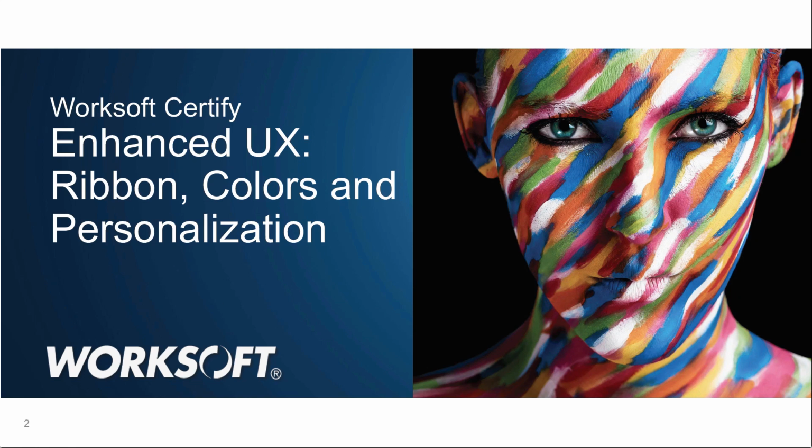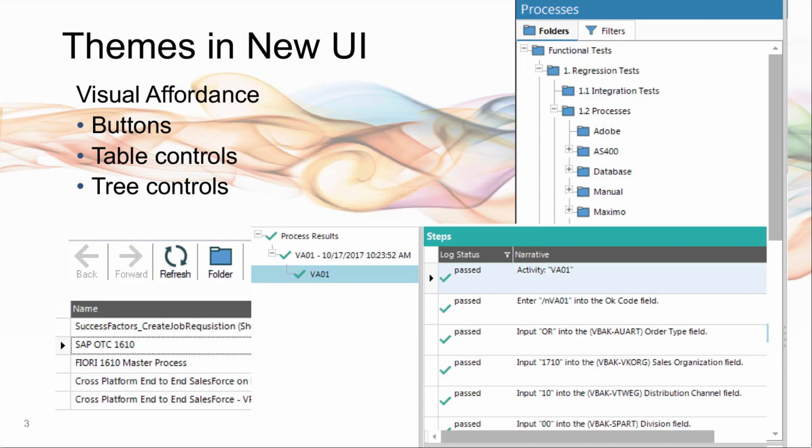Hello. In this video we'll look at the new enhancements for colors, ribbons, and personalizations within Worksoft Certify. First off, there's a new theme for the UI. What we've done is we've really focused on visual affordance. So we've looked at how people interact with buttons, how they work with table controls and tree controls.